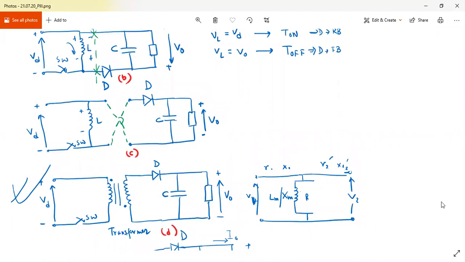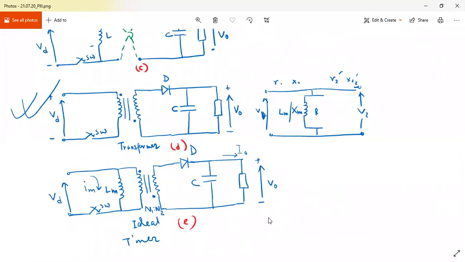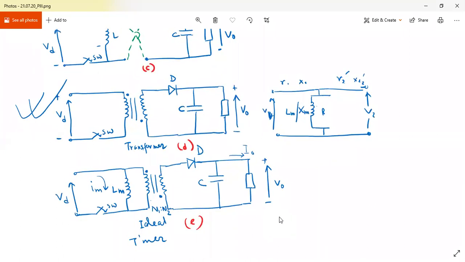If you don't have, then what I have drawn at the end, that is, I have taken out the non-ideal part, that is the magnetizing inductance, and I have taken only the ideal part, N1 is to N2, as a transformer, an ideal transformer, separately. So this is called the flyback converter. So flyback converter is used to step up as well as step down.